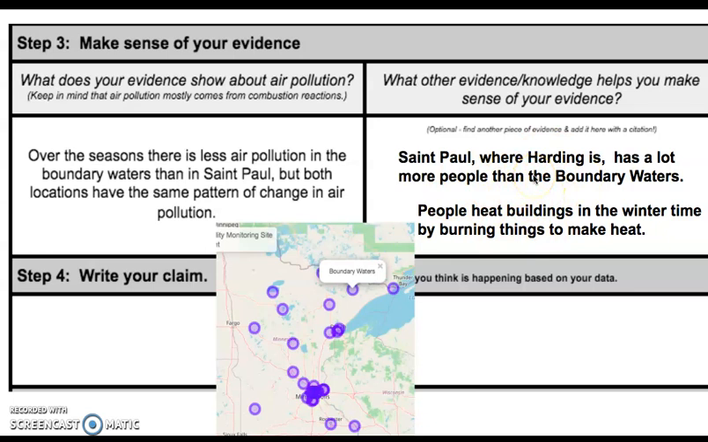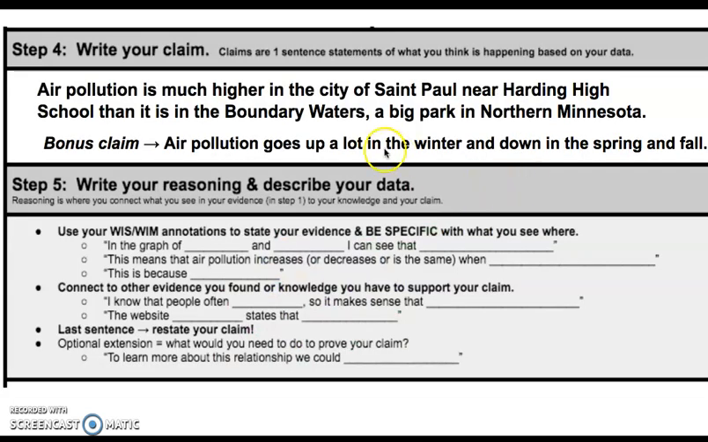But we're going to move forward this week, keeping it pretty simple. And we're going to move forward to writing some claims. And I actually wrote both of these claims for you. So I have our main claim, which is that air pollution is much higher in the city of St. Paul near Harding High School than it is in the Boundary Waters, a big park in northern Minnesota. And we have a bonus claim that air pollution goes up a lot in the winter and down in the spring and fall. So your claim is a one-sentence statement of what is happening based on our data.